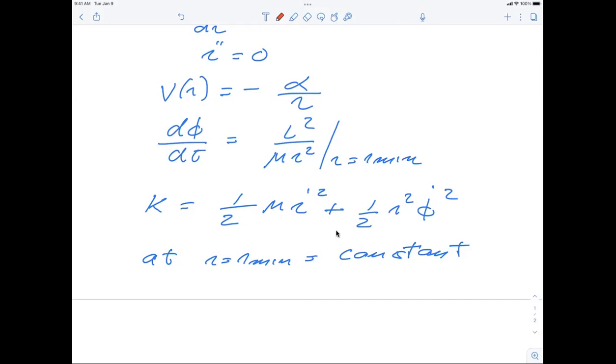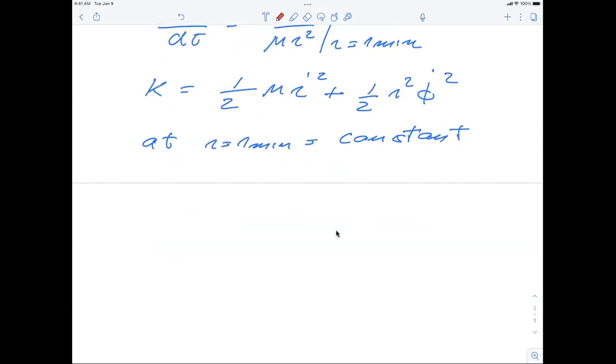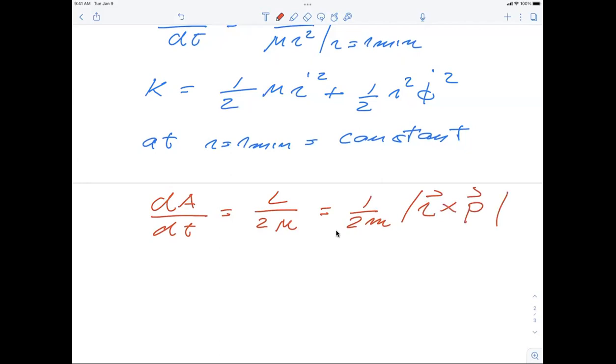Now, this means that if you go to section 3.4 of Taylor, you will see there is an expression here. This expression simply says that the derivative of this area, dA/dt, you can show is given by the angular momentum divided by 2m, which is the same as 1 divided by 2m times r cross p, a cross product.